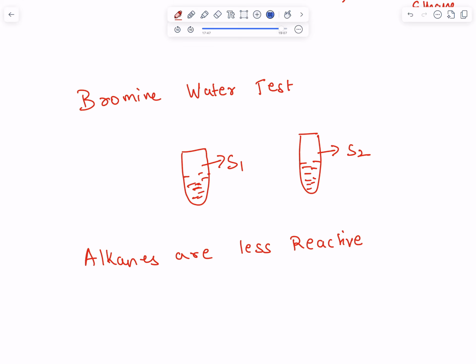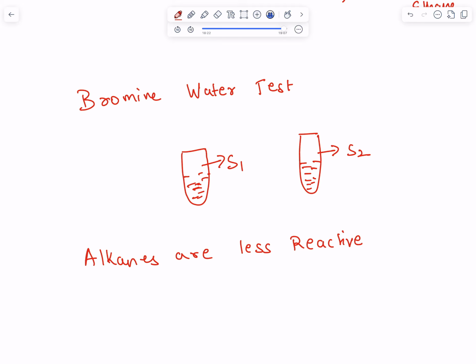So, one last revision at the end of the video. Alkene general formula. Say it out. Yes, you're right. CnH2n. Alkane general formula. Yes, you're right again. CnH2n+2. Alkenes undergo addition reactions. Alkanes undergo substitution reactions. Bromine water added to alkene goes colorless. And alkane, there is no change at all.